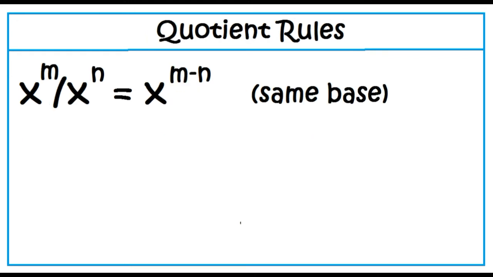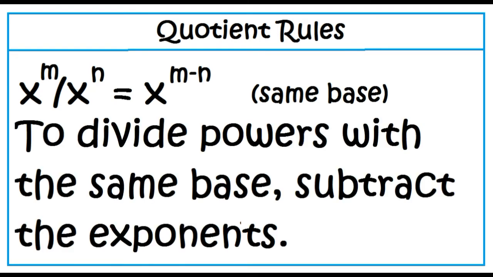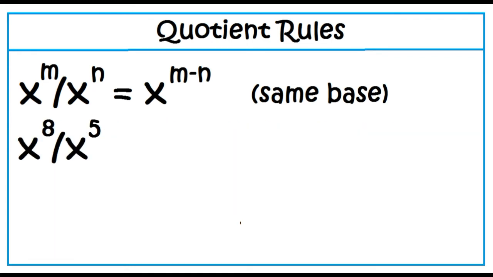x^m divided by x^n is equal to x^(m-n). To divide powers with the same base, subtract the exponents. Example: x^8 divided by x^5 equals x^(8-5), which is equal to x^3.